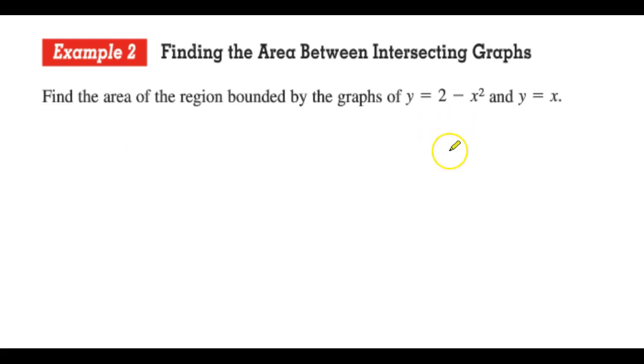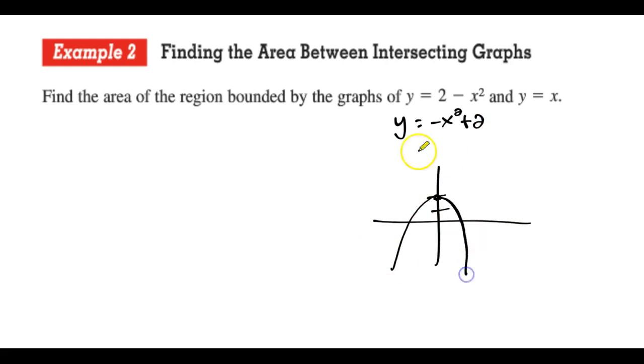Again, the tricky part probably is to graph this thing. So negative x squared plus 2 means I start here at positive 2 and I'm swooping down this time for y sub 1. And y sub 2 is the line y equals x again.